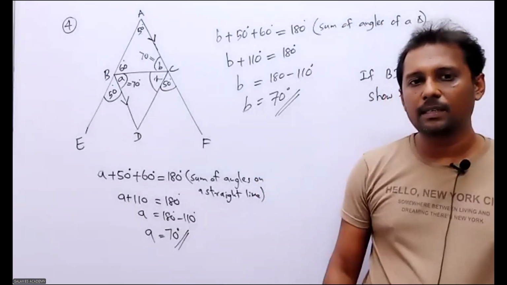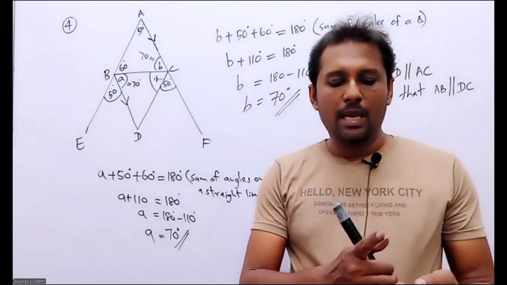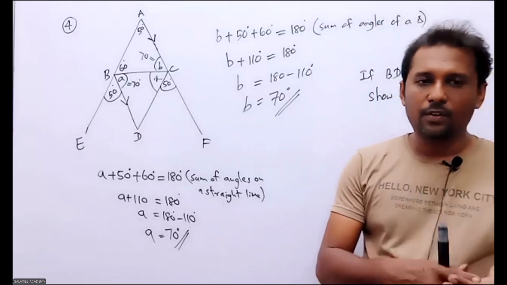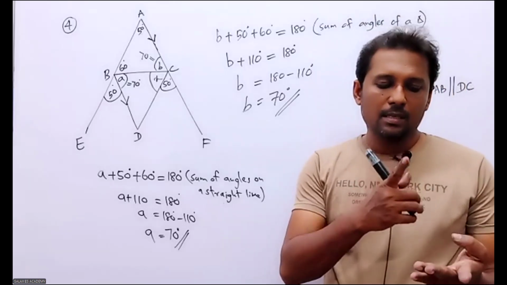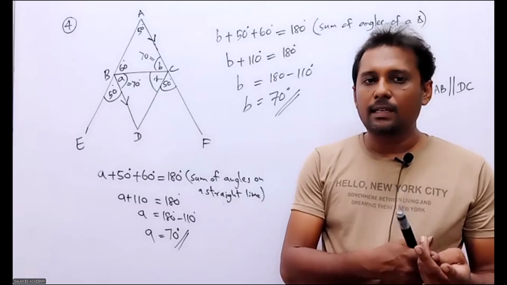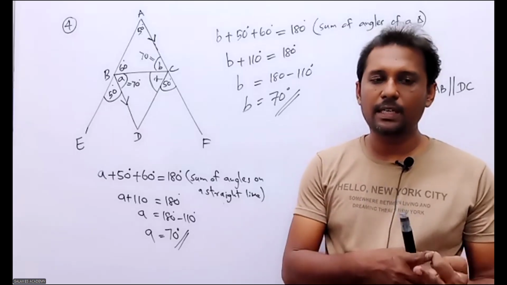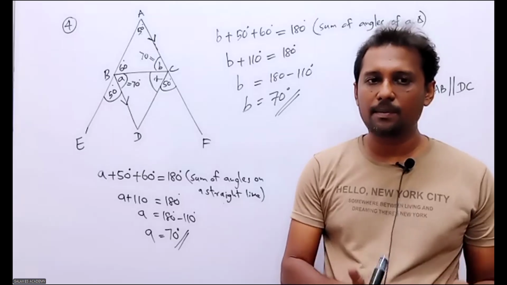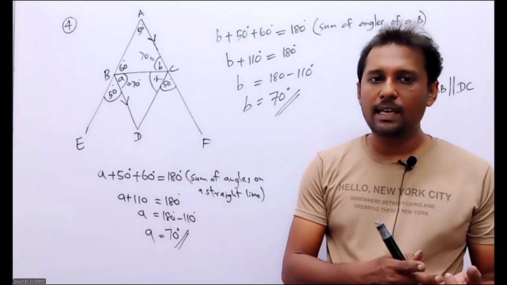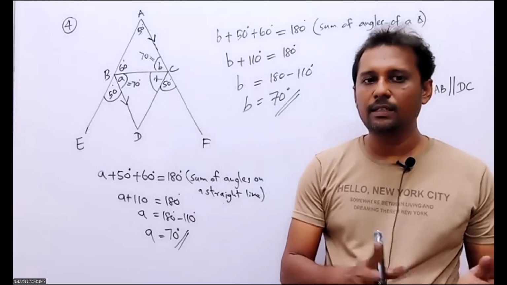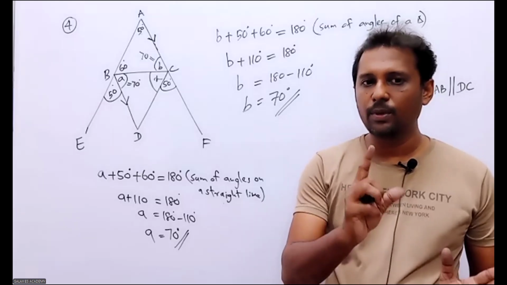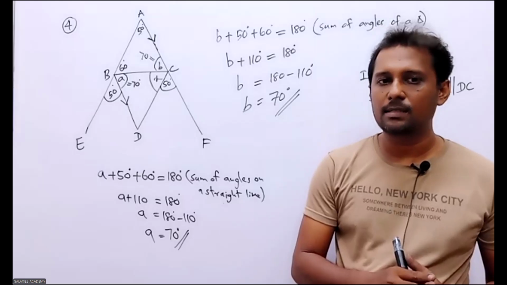To say two lines are parallel, you have to say one of these three points. Alternate angles are equal, then two lines are parallel. Corresponding angles are equal, then two lines are parallel. Sum of allied angles is 180, then two lines are parallel.